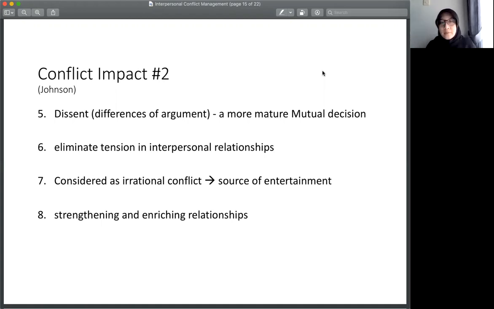Conflict could also eliminate tension in interpersonal relationship because once we talk it out and we get into conflict, then as a result, we moved on from that conflict.